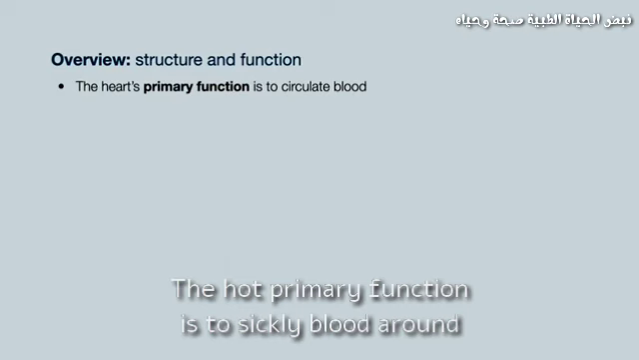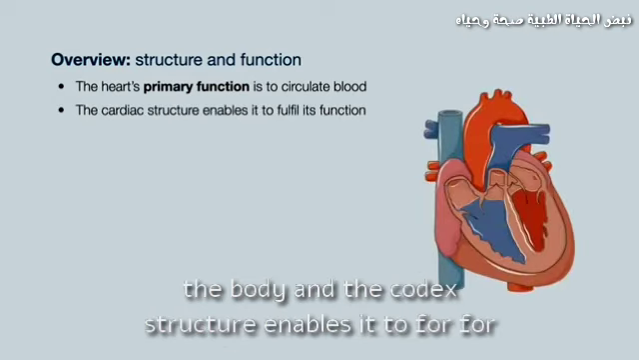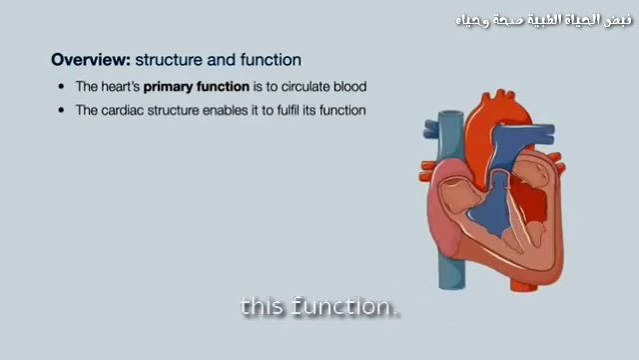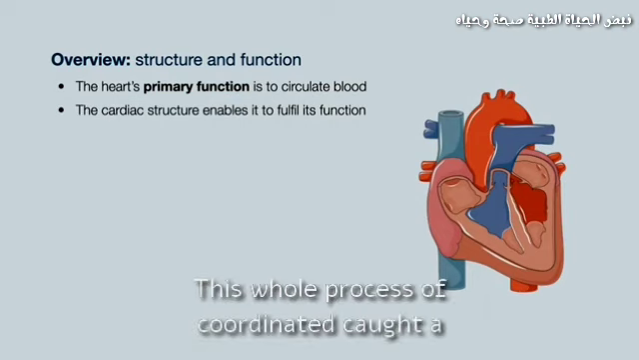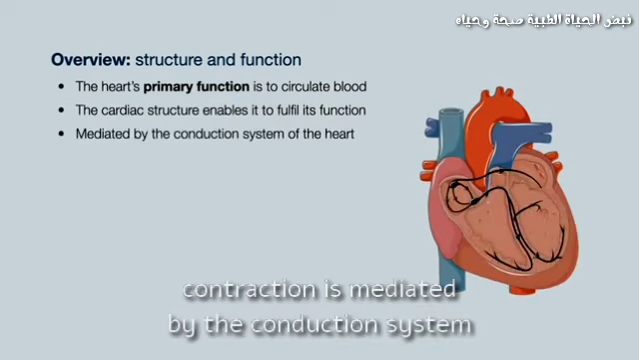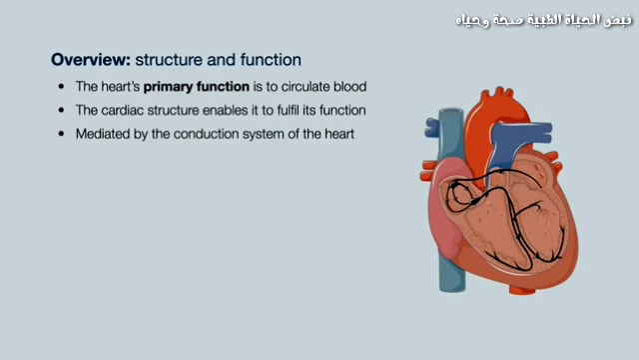In this video, we will review the gross anatomy of the heart. The heart's primary function is to circulate blood around the body, and the cardiac structure enables it to fulfill this function. This whole process of coordinated cardiac contraction is mediated by the conduction system of the heart.